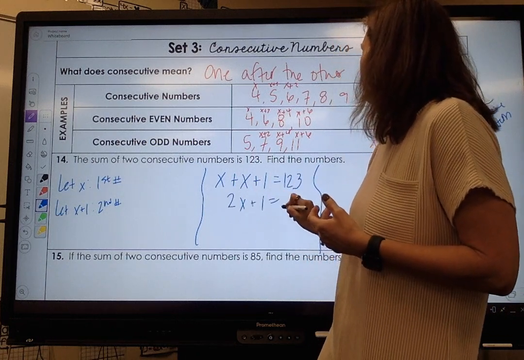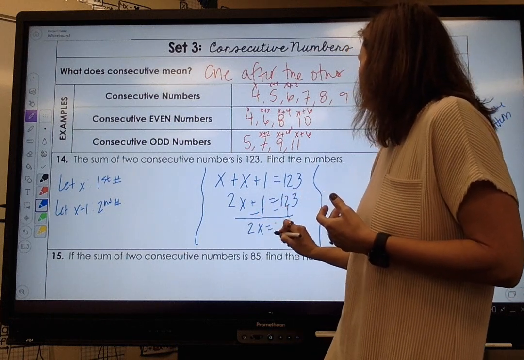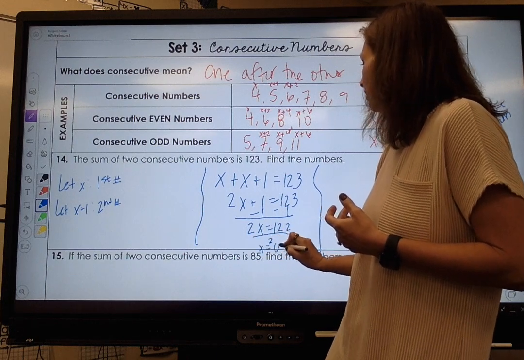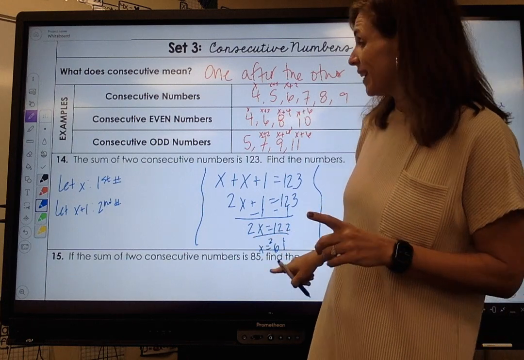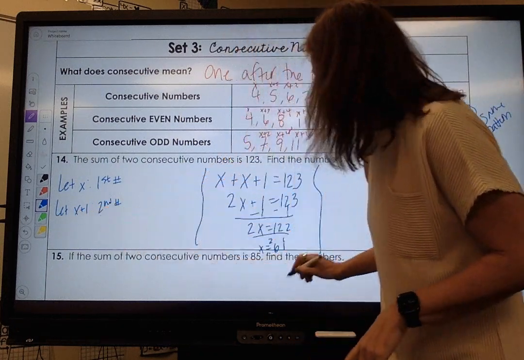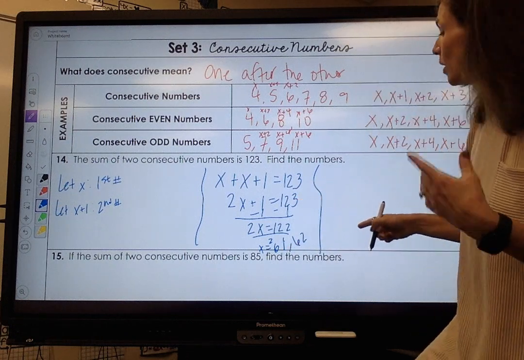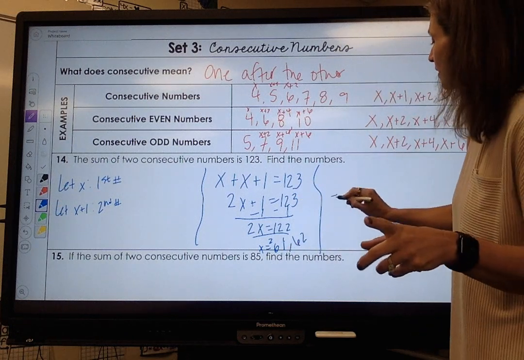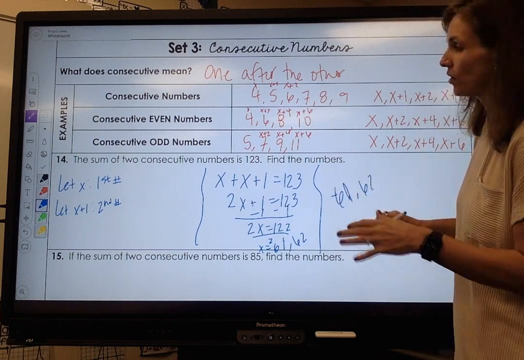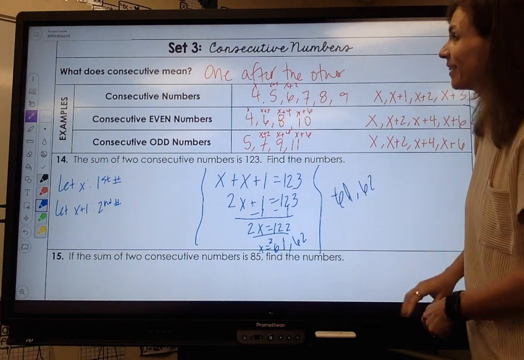2x plus 1 equals 123. Subtract 1. 2x equals 122. Divide by 2. x then equals 61. And then, if the first number is 61, what's the next one? 62. And do they add to 123? They do. So yours is going to be a full sentence. The first number is 61. The second number is 62. So you're writing a full sentence. For the sake of this video, I'm just writing that.